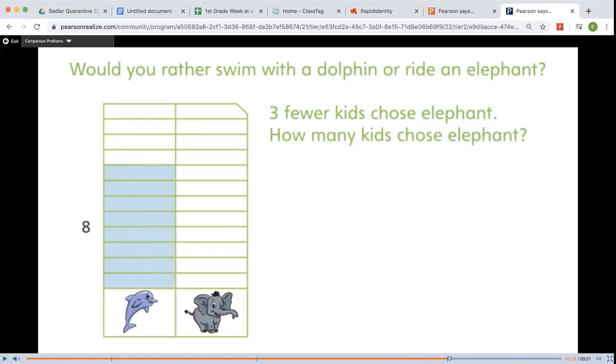I'm going to let you guys in on a little secret. Dolphins are my favorite animal. Okay, let's see how they finish this problem.